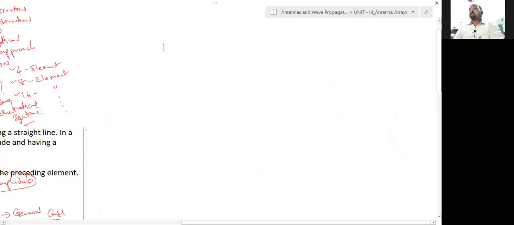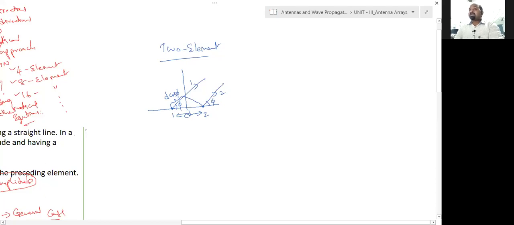So in the two element array, this is the origin, with one element on the left hand side and another element on the right hand side, and they are spaced a distance d. Ray 1 and ray 2 make an angle pi, and the path difference is d cos pi.